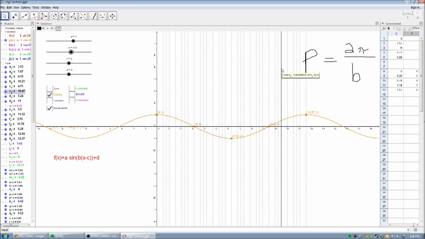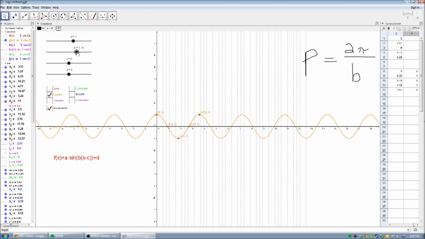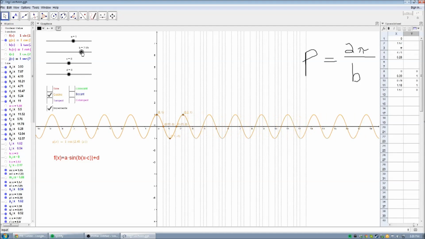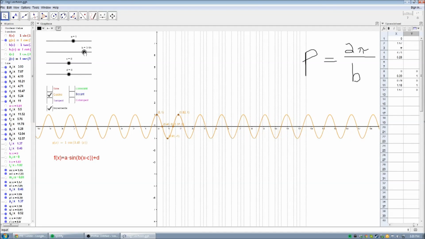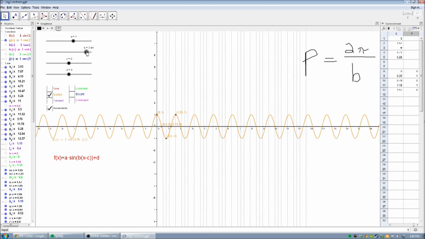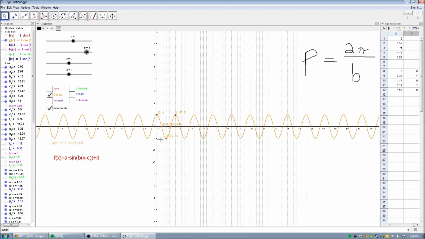My b value is 1/2, so my period is pi over 2. No, it's 4 pi. My period is 4 pi. If the b value was 2, my period would be pi. If it was 4, my period would be pi over 2. So they are inversely related, if you will.